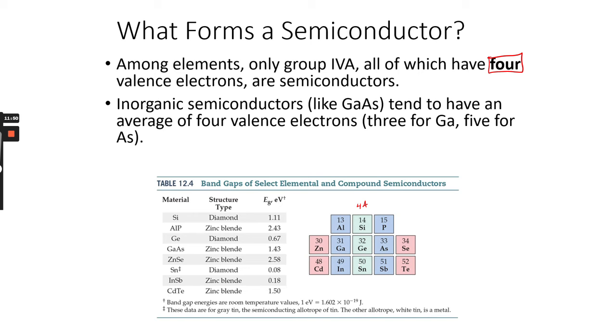Then you could also combine elements to make semiconductors. But when you combine them, the average of your valence electrons should be 4. So take gallium and As. Gallium has a valence of 3 and As has a valence of 5. When you add them together and take the average, it is 4. So 4 is your magic number for semiconductors.